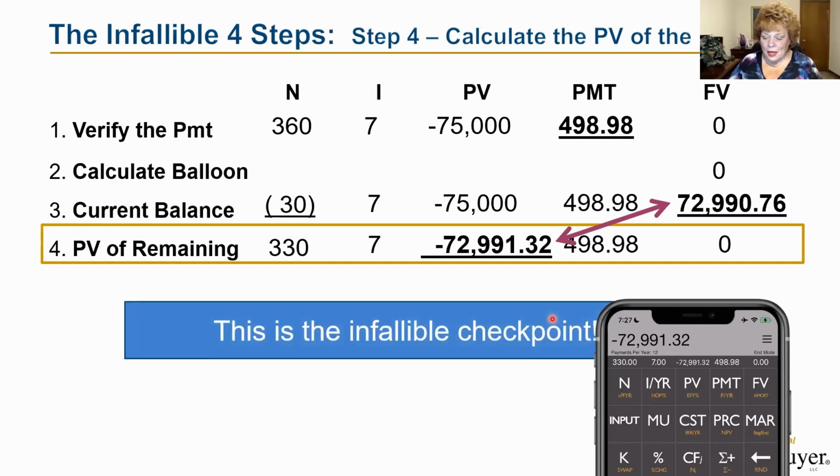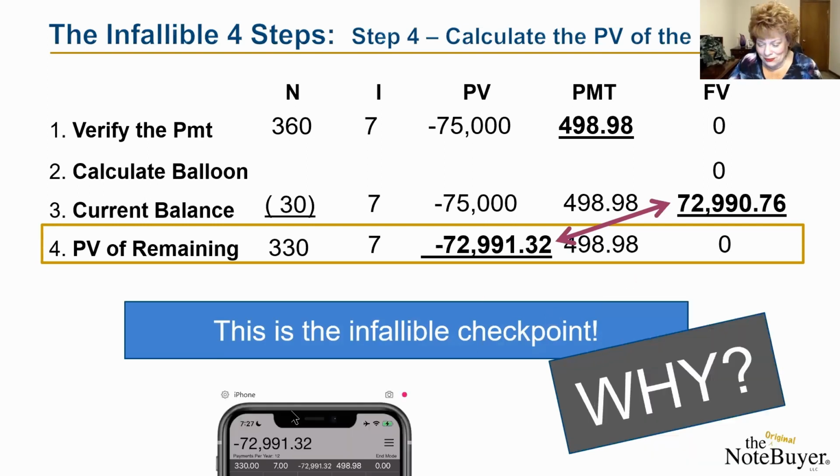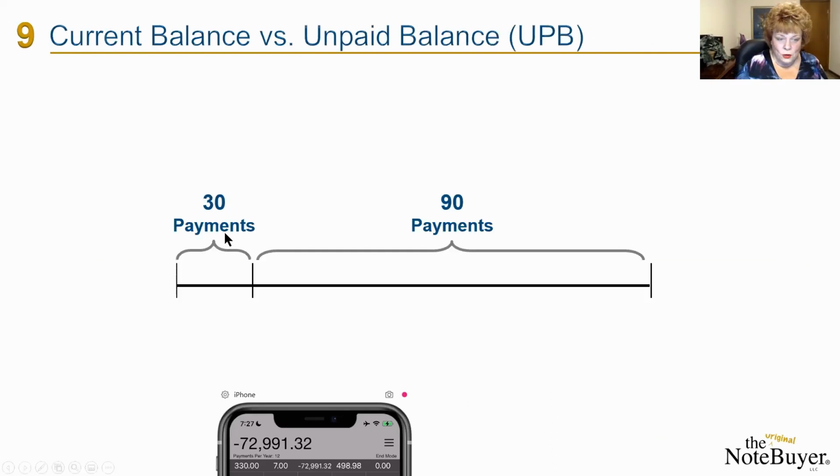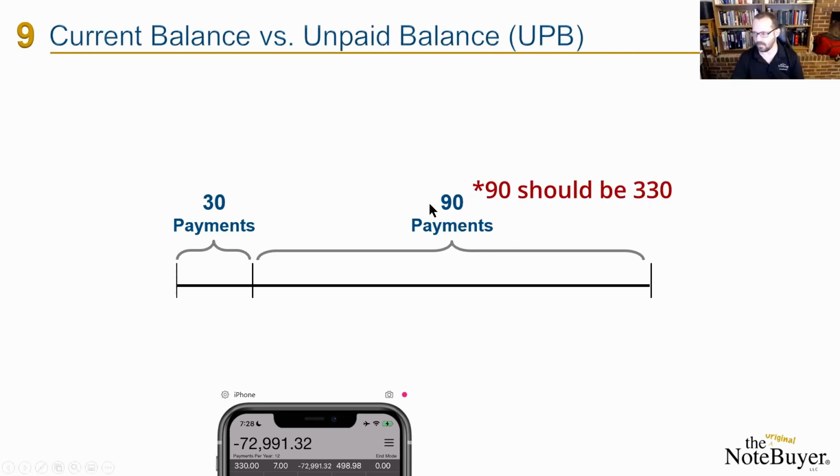Now, why does this happen? I will show you. We have 30 payments that have been made and 330 that are remaining. Matthew, will you make a note that we can change that on the recording, please? So we have 330 remaining.